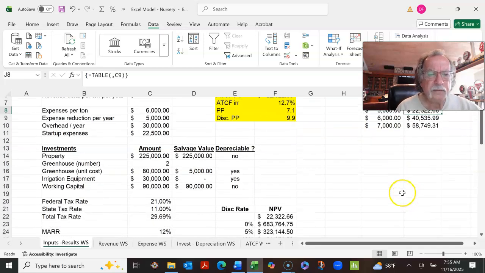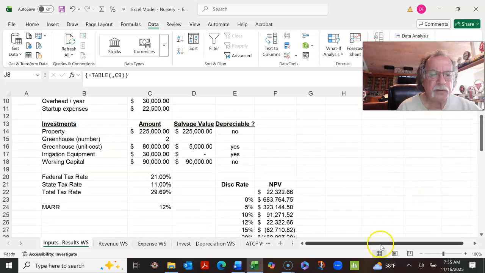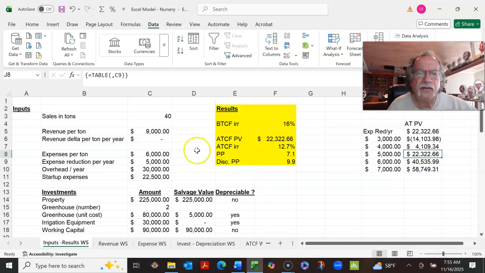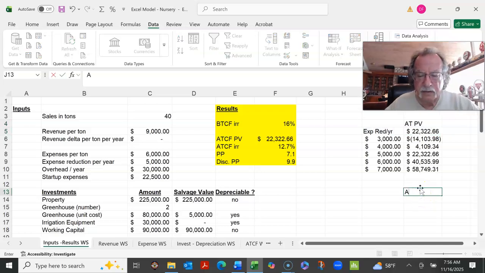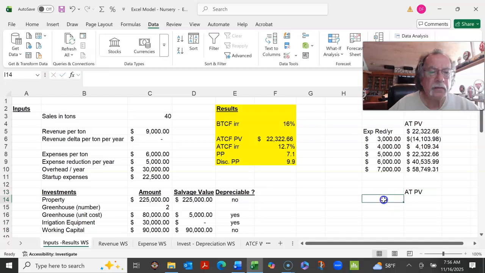Now we can do various things, and I want to show you one more. But the things you want to test are things you think could vary. So, the revenue per ton, potentially the sales per ton. Probably not going to be the overhead per year. Let's do something like this. We're going to test the after-tax present value, and we're going to look at the working capital.